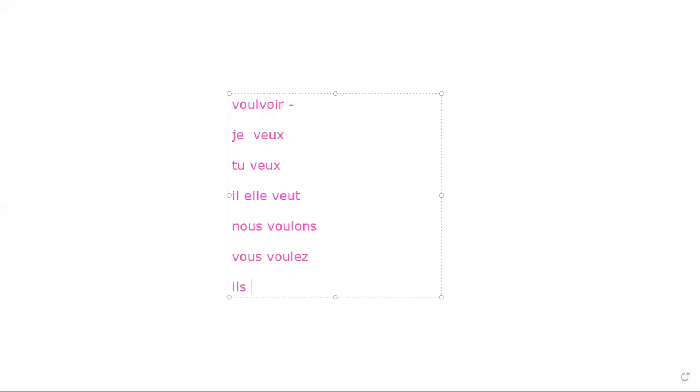We have the verb vouloir. Clear? These are very important verbs. Repeat after me: je veux, tu veux, il, elle veut, nous voulons, vous voulez. Clear?